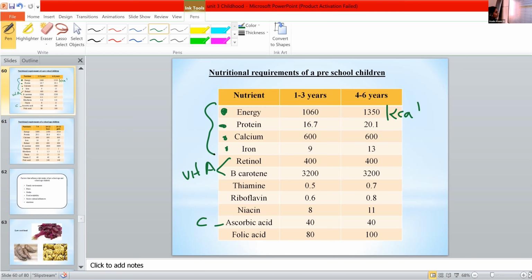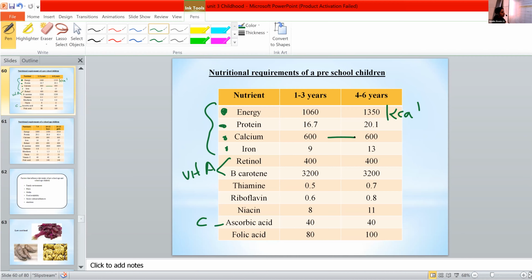And the protein requirement is 16.7 and 20.1. Between 16 to 20. That is the protein requirement of preschool children. And then the calcium requirement is almost the same, 600. Iron is 9 in a 1 to 3-year-old child and 13 in a 4 to 6-year-old child. There is no gender difference here.